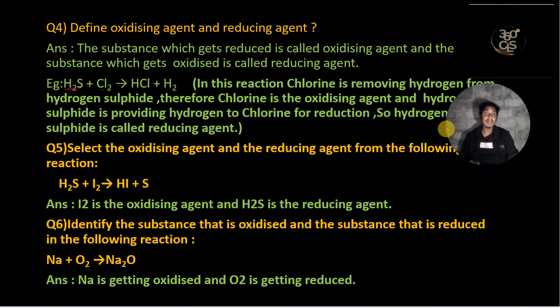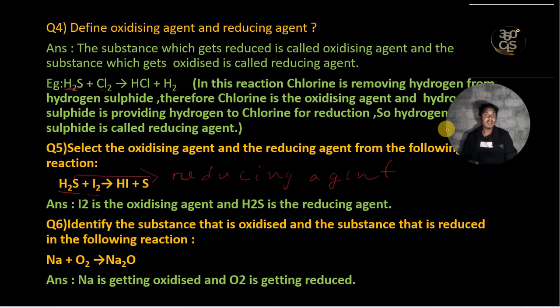So the next problem is: select the oxidizing agent and the reducing agent from the following reaction. Here hydrogen sulfide plus iodine gives us hydrogen iodide plus sulfur. So iodine is taking what? Hydrogen. It means hydrogen sulfide is helping iodine to get reduced. So it is helping in reduction. So hydrogen sulfide is called what? Reducing agent.